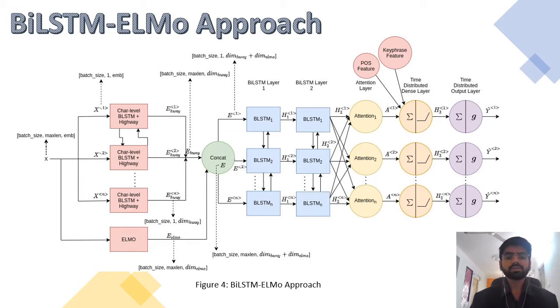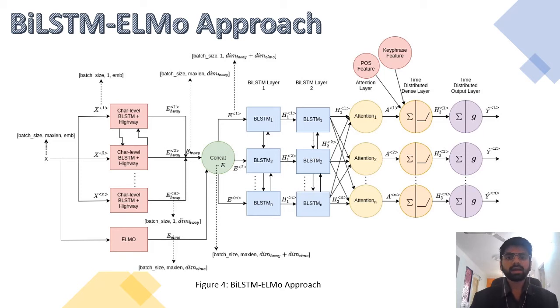extract the ELMo embeddings for each word in a sequence, and additionally, we pass the input through a character level BiLSTM network where the combined forward and backward embedding for the last character of each word is then passed through a highway layer, which effectively provides us with the contextual word level embeddings for the entire sentence. These embeddings are then concatenated with the extracted ELMo embeddings and input to the BiLSTM layer, followed by an attention layer. The output of the attention layer is then concatenated with the POS tags and the key phrase feature for the corresponding word at each time step.